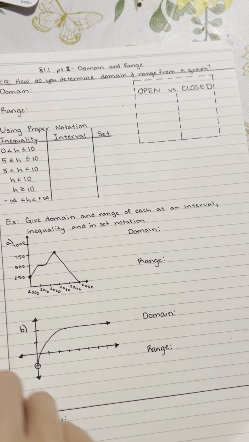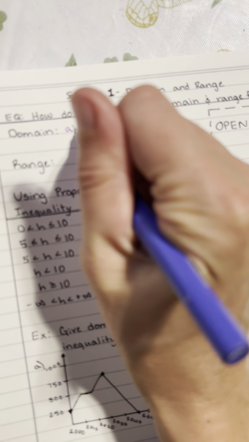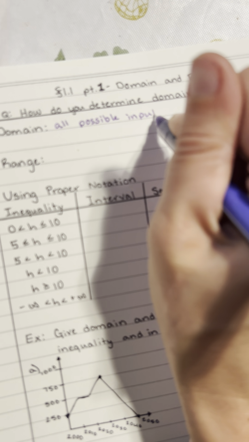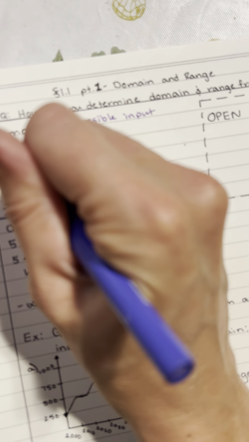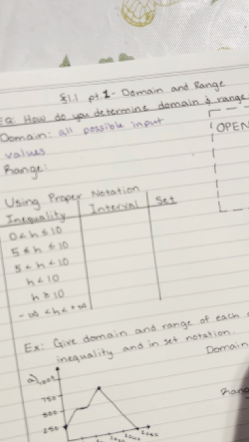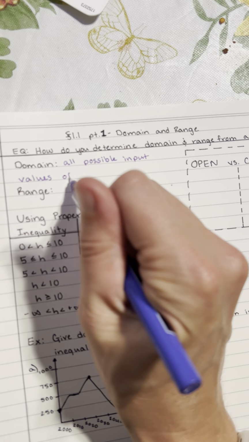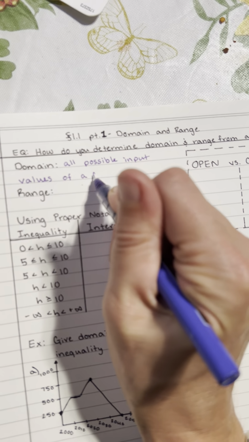So domain is all, it should be familiar. Domain is all possible input values of a function. Typically, domain refers to the x value. So I'm just going to put x there, so that way you know we're talking about variables x. So we're talking about all the possible x values. That's the way I like to think of it, at least.